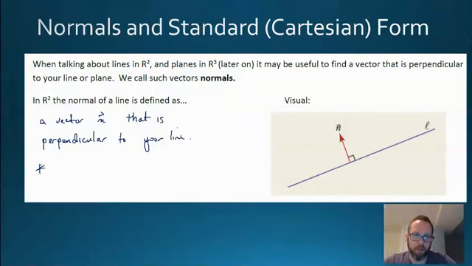And I will add just a little note here that normals are not unique. In this diagram, this vector n is perpendicular to the line, but a vector that goes down and is a little bit shorter would also be a possible normal. So there are lots of different possible normals. It's not unique, it just has to be perpendicular to the line.